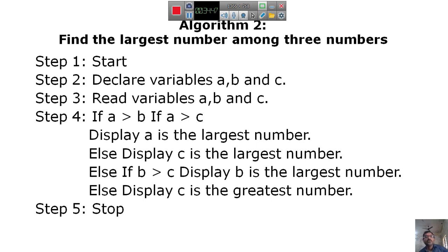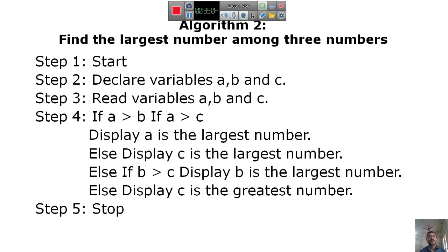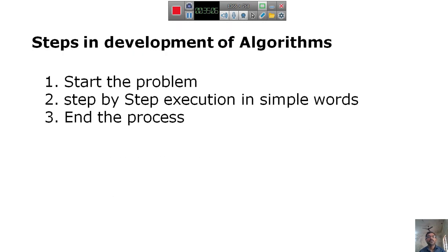Okay, so for the addition of two numbers, that is declare variables a comma b comma c, right? So in simple terms, that is a way of writing an algorithm. Okay, is it clear? Right? So what are the steps?